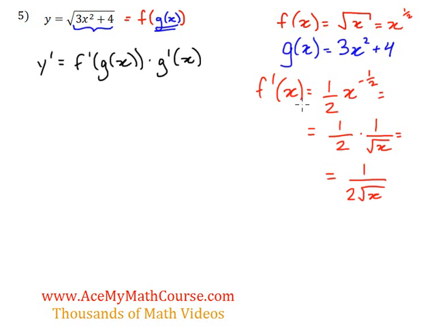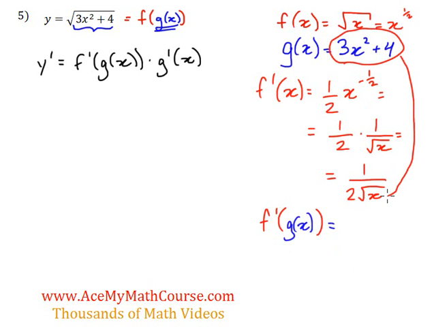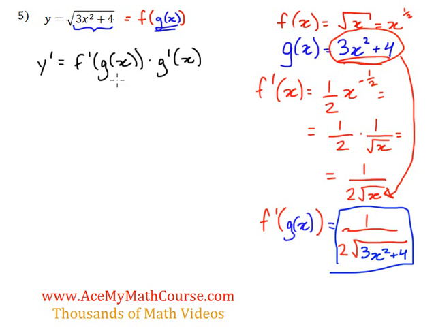Fantastic. But guess what? We're not interested in just f prime of x. We're interested in f prime of g of x. Alright, great. So I can just take the g of x and replace this x with that. So we're going to have 1 over 2 times the square root of 3x squared plus 4. Great. So this whole thing is what we have here.